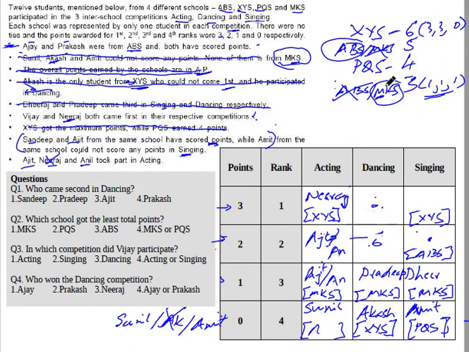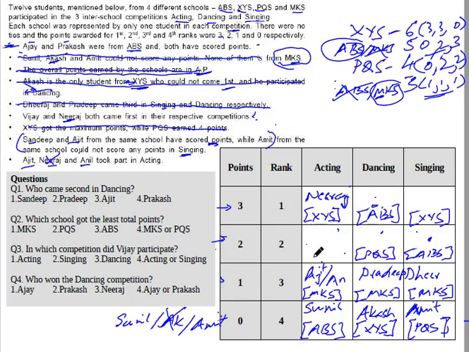Okay, so to get 4 points, you have already got a 0, you cannot get first. So 2 second positions will be for PQS. So these two people are from PQS. I can now erase these two. This will be PQS. This will also be PQS. So now I have fixed all the schools. I know how they got the points. Now let's fix the people.